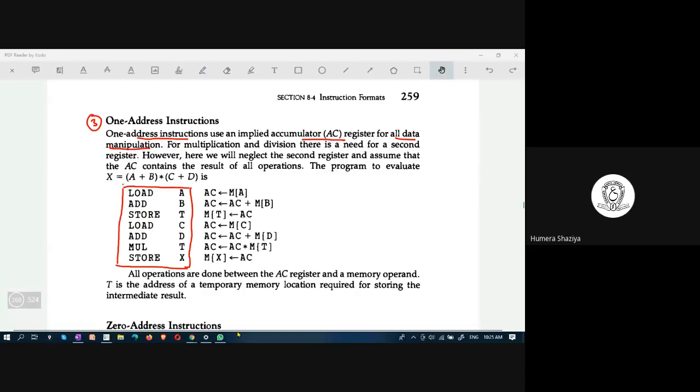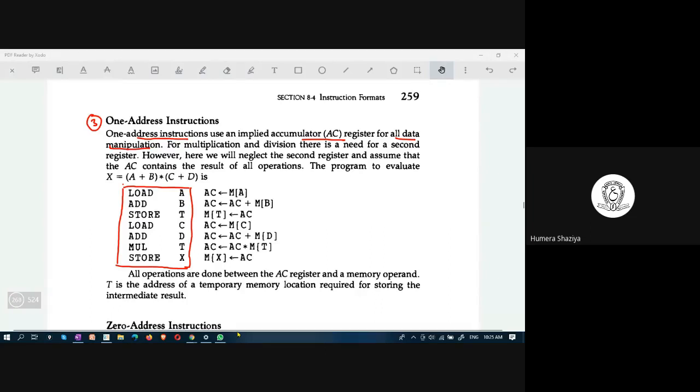Very good. Store X means the final result is stored in memory address. From where? From accumulator. Very good.